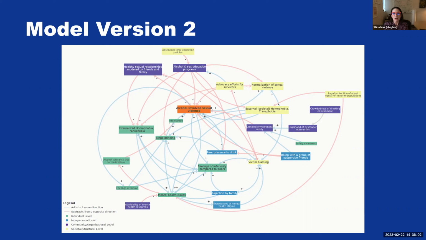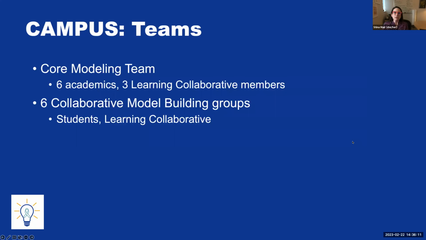So once again, because of time, I'm not going into the details of exactly what was shown in this model, just that this is what the process looked like piloting it. So now for campus, we were having our first collab. I don't have results to show you yet because our first collaborative model building is happening on March 24th.